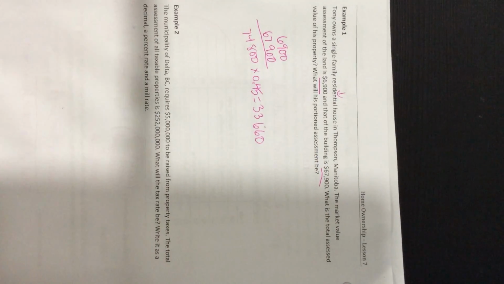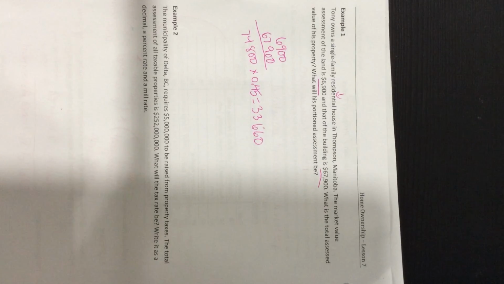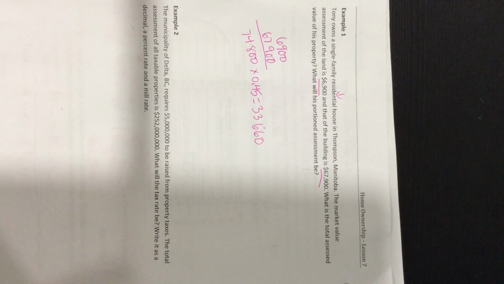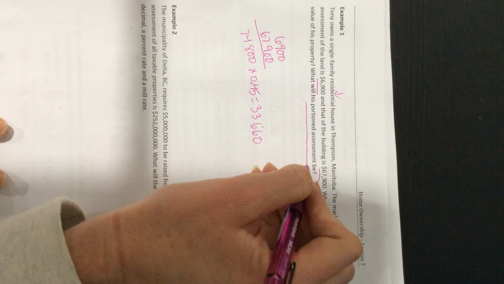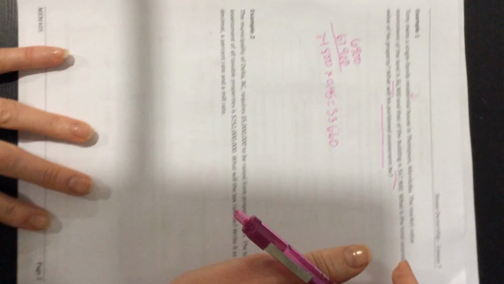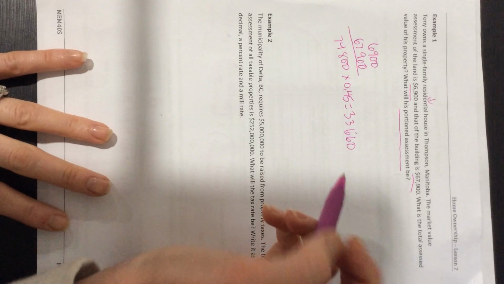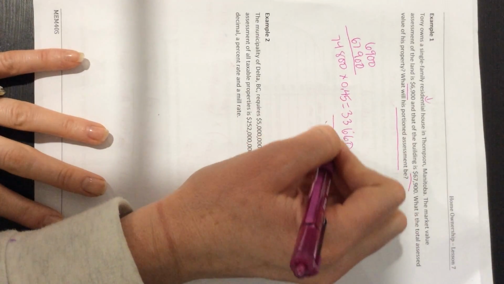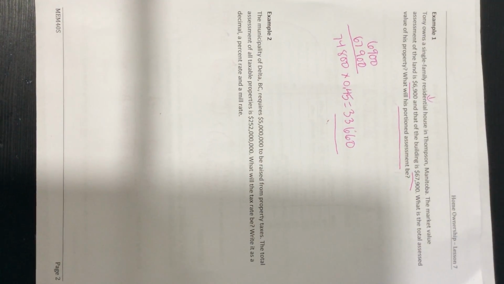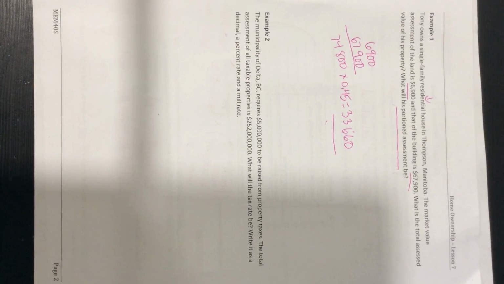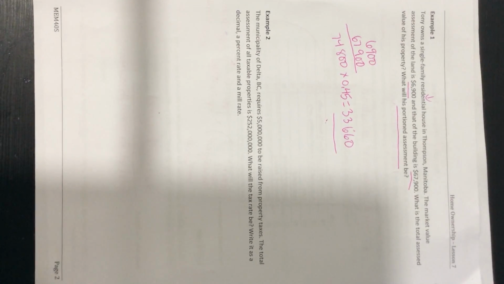$33,660. Just so you know, that's not what he's paying. Okay, that's used to calculate his tax. And we're going to get into that in lesson 8. But this is just figuring out his portioned assessment. Okay? So don't freak out that you'll be paying half of what your house is worth in property taxes every year. That would be crazy. Okay.